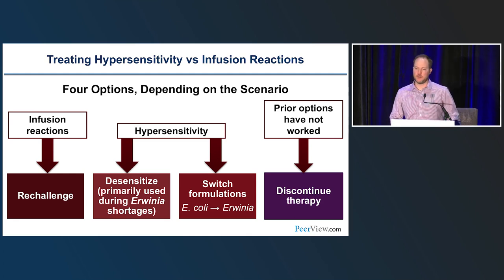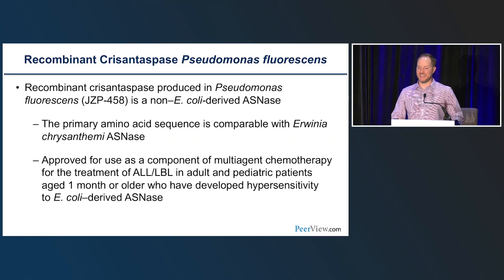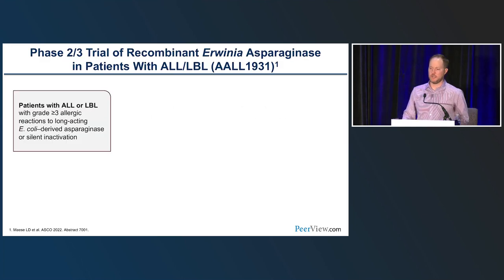So now we'll talk a little bit more about the recombinant Erwinia product, and I judge a medicine's importance by how hard it is to say the name. So I think this one is very important, right? So recombinant chrysanthemi-based Pseudomonas fluorescens, say that 10 times fast. So this product, also known as JZP458, is a non-E. coli derived asparaginase. It's very similar amino acid sequence-wise to the Erwinia based product. And then we know it was recently approved for use in multi-agent chemotherapy in patients who have developed hypersensitivity to an E. coli-based product. So I've talked about this a good amount, and I'm sure some of you have heard some of these discussions before.